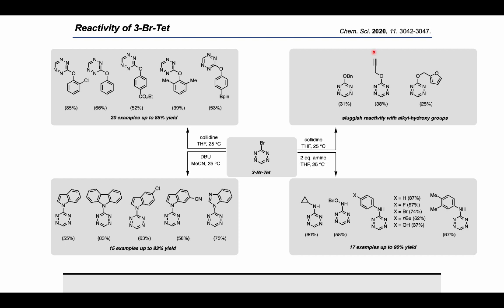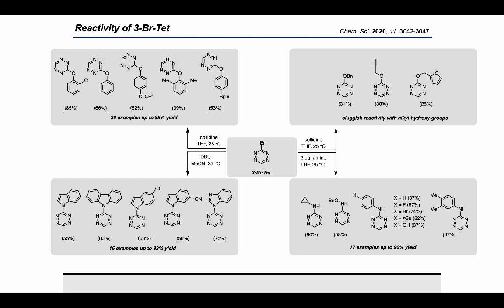In contrast, primary hydroxy groups displayed a sluggish reactivity, and these compounds could only be isolated in rather low yield and only after long reaction times. Next, we investigated nitrogen heterocycles like indoles, carbazoles, and benzimidazoles and found that the stronger base DBU is required in this case, opposing collidine being sufficient before.